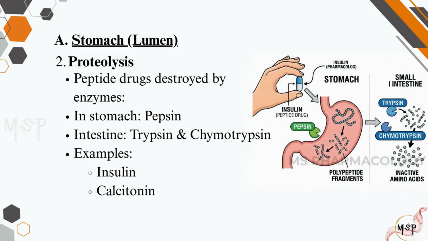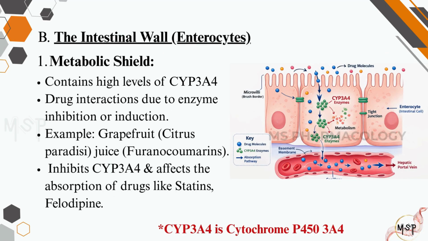Next is proteolysis. Peptide drugs like insulin and calcitonin are broken down by pepsin and pancreatic enzymes, such as trypsin and chymotrypsin, into inactive amino acids. Second location is the intestinal wall, enterocytes. Start with metabolic shield. The gut wall is not just a filter, it is metabolically active. It contains high levels of CYP3A4, the same enzyme found in the liver. Many drug interactions occur when this enzyme is inhibited or induced in the intestinal mucosa.